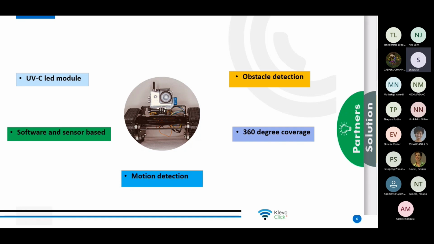Motion detection: once again, I was talking about the impacts of UVC light on human beings. Why motion detection? We've added proximity sensors to our robot so that it is able to easily identify if a human being is around while it is in operation. Then the robot automatically shuts off, and once the person goes away, it carries on with the operations.